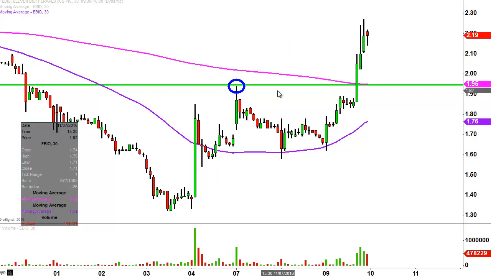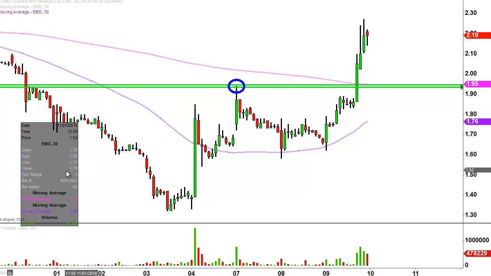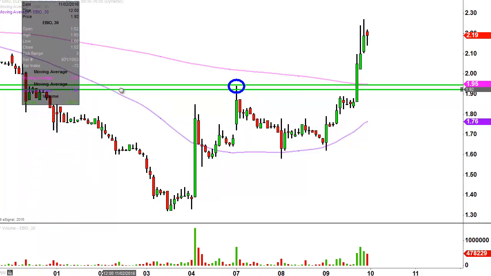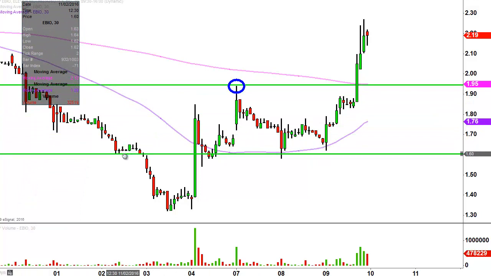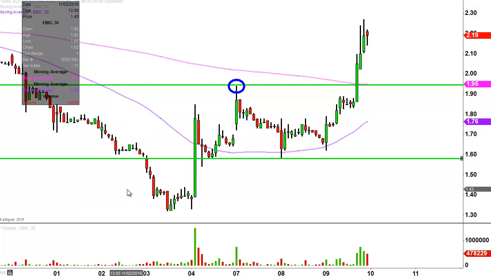Now, if the price does drop below $1.95, by no means am I saying that the entire chart's ruined or anything like that, but that's certainly that ideal level of support, which would be a best case scenario if the price can hold above it. Next level of support, going to call it down there at $1.58. And in my opinion, $1.58 is the must-hold level.